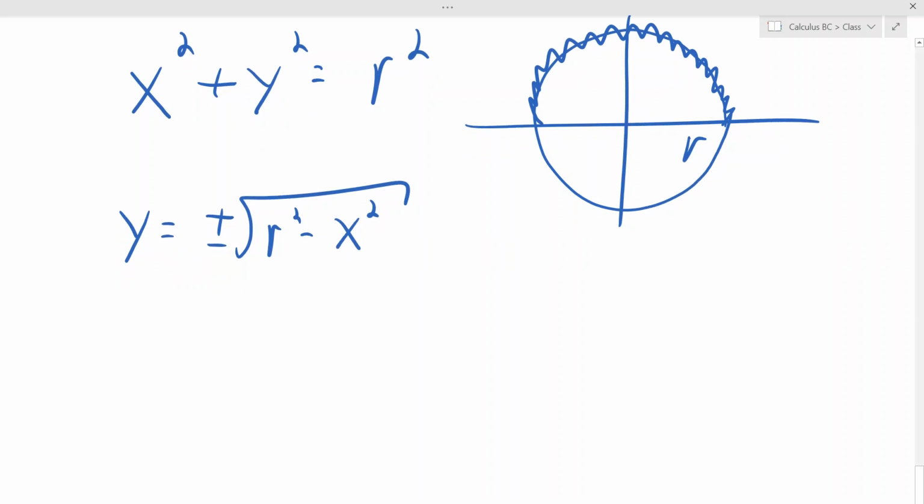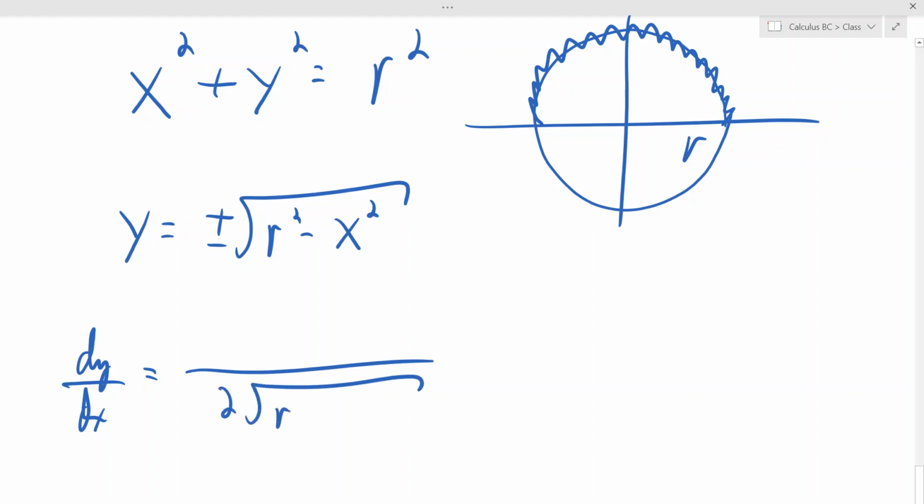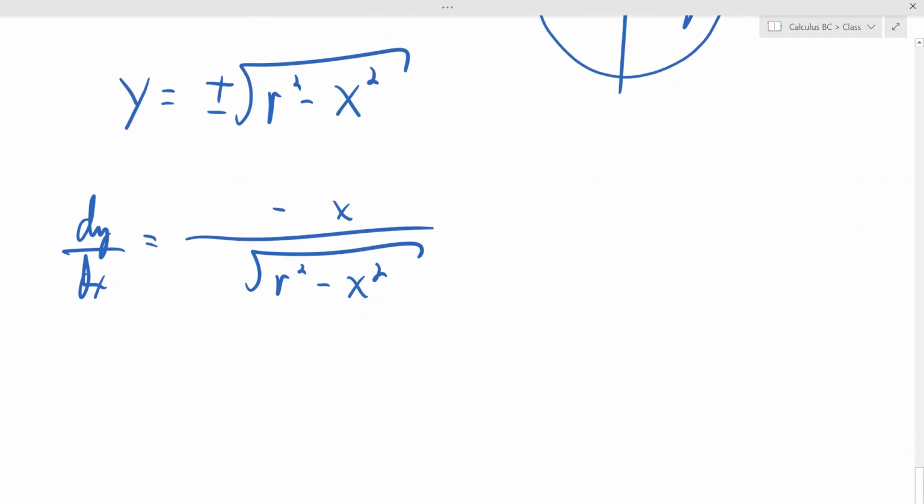So to find the distance around the top, we're just going to use the positive version of that. I need dy/dx, which, since we're deriving a square root, is always 1 over 2 times the square root of the inside, times the derivative of the inside, which is -2x. So these 2's cancel. Goodbye. We have to square that bad boy. So that becomes x squared over r squared minus x squared, which cancels out the square root.